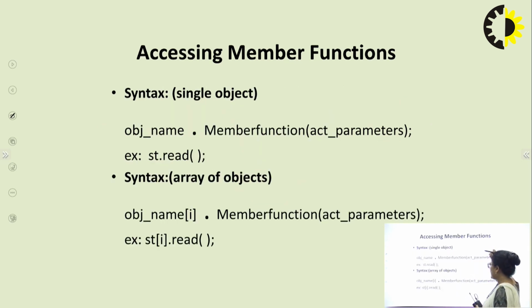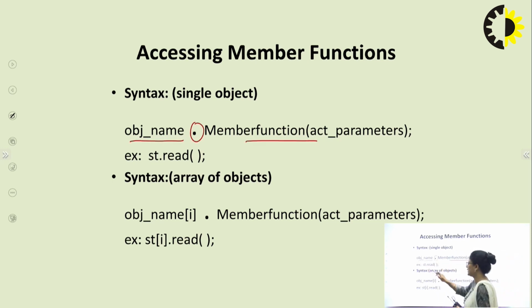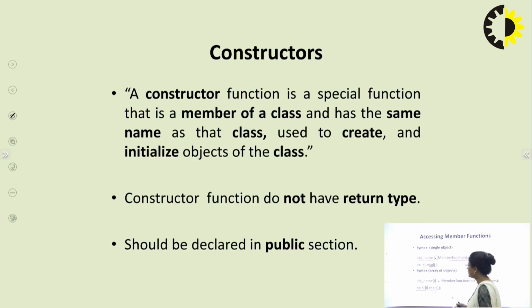And when you are accessing the member function, the same method will be used again. We'll write the object name followed by the dot operator and the member function, like st is the object name followed by dot and the member function read. Similarly, if you are going for an array of objects, you use the indexing with i, let us say st[i], and you give the function name.